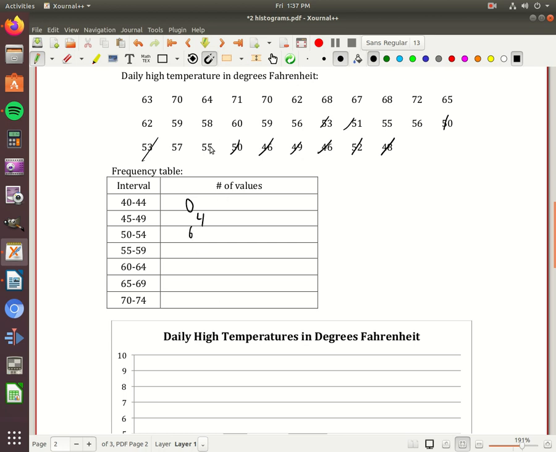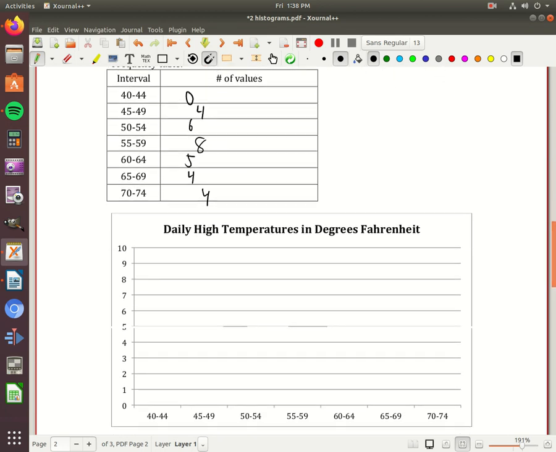From 55 to 59, I have 1, 2, 3, 4, 5, 6, 7, 8 pieces there. From 60 to 64, I have 1, 2, 3, 4, 5. From 65 to 69, I have 1, 2, 3, 4. And then finally from 70 to 74, I have 1, 2, 3, 4. So now I know how many pieces of data occur in each frequency.